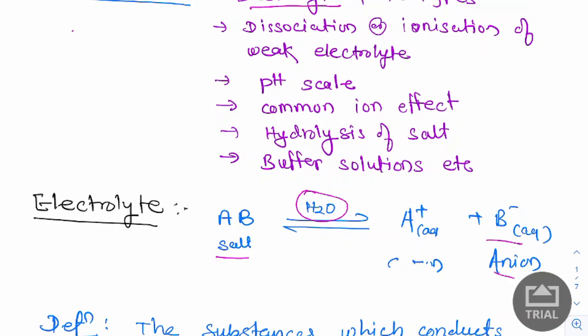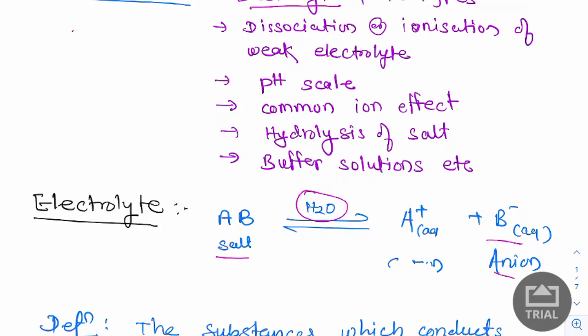Now this B minus is called an anion. Anions are chemical species bearing a negative charge. Cations are chemical species, or electron deficient species, bearing a positive charge. So we can say that this salt is solvated or dissociated in the aqueous solution. Now what is the definition of an electrolyte?